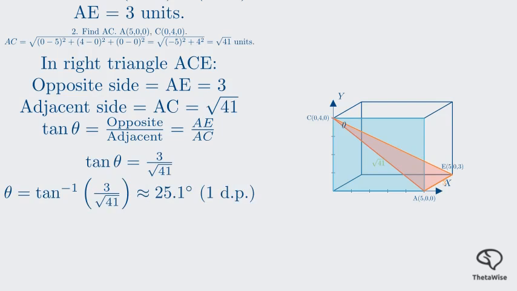To find theta, we take the inverse tangent. Theta is the inverse tan of 3 over root 41, which is approximately 25.1 degrees. So the line segment EC makes an angle of about 25.1 degrees with the base plane. We have successfully applied trigonometry to a 3D figure.